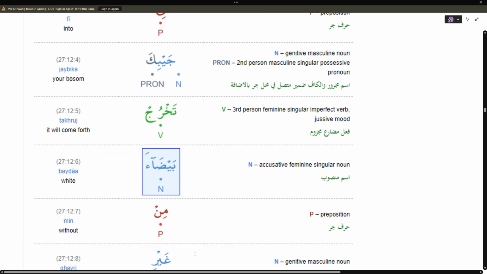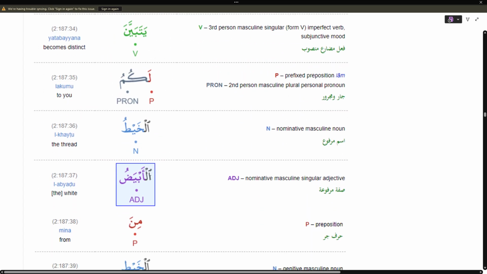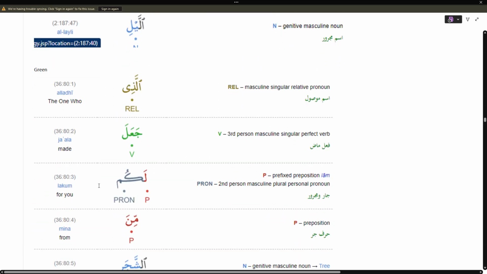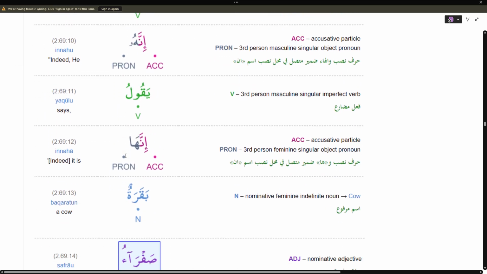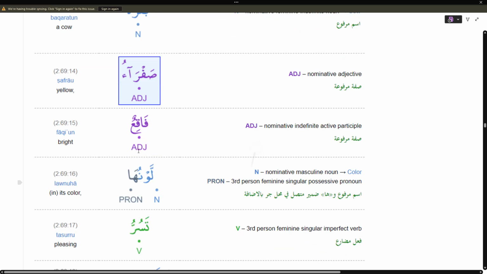And I've taken some examples from the Quran where the colors are mentioned in different forms. For example, takhruj bayda. Bayda is used for white, and sometimes abyad is used for white, and aswad for black. One more example we have is ash-shajaril akhdar, the green tree. Akhdar is used for green. And we have safra'u, baqaratun safra'u, a yellow cow. So safra'u is also used for yellow. This is a different form.